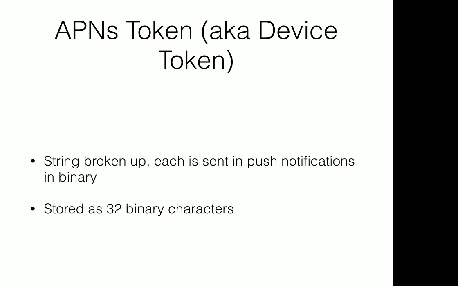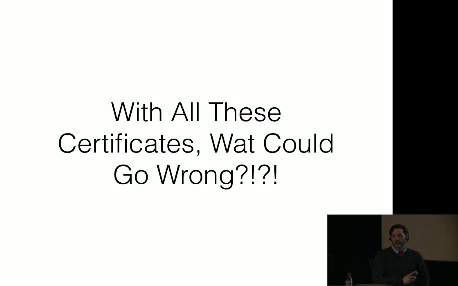Go faster. All right. So the APNs token is something else that any MDM is going to store in their database about devices. And this is a string broken up, sent in binary to the MDM, or to APNs. And it's stored as 32 binary characters.